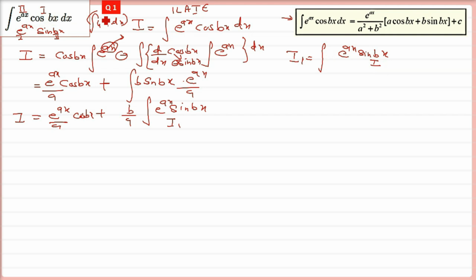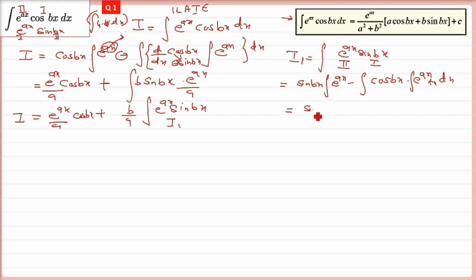So again, you can take any of these as the first function, any of these as the second function. You don't need to follow ILATE. So I'm taking sin bx as the first function and e raise ax as the second function. So let's start with sin bx now. This is sin bx, integration of e raise ax, minus integration of the differentiation of sin bx, which will give you cos bx, and since differentiation has been done, b will also come, and then integration of e raise ax also.